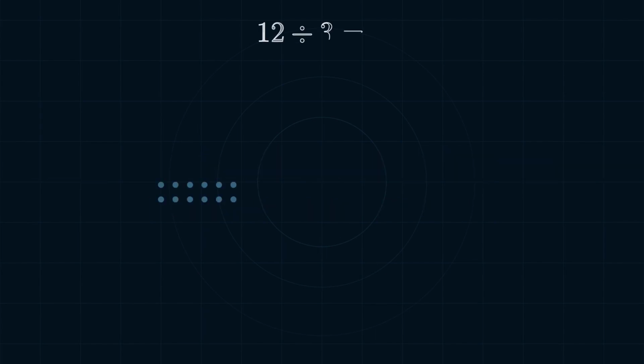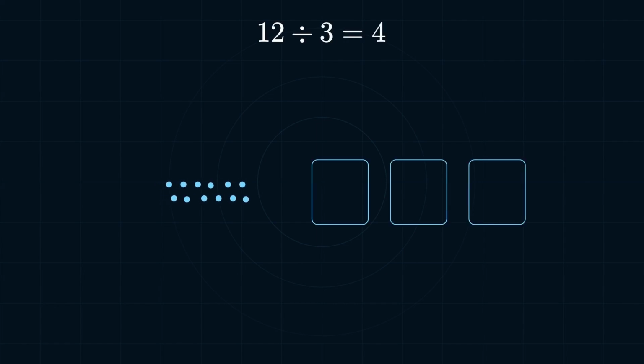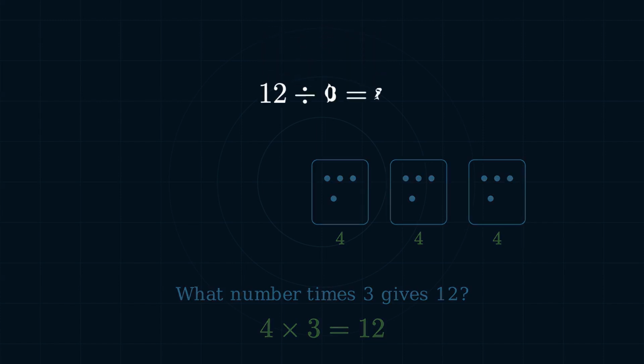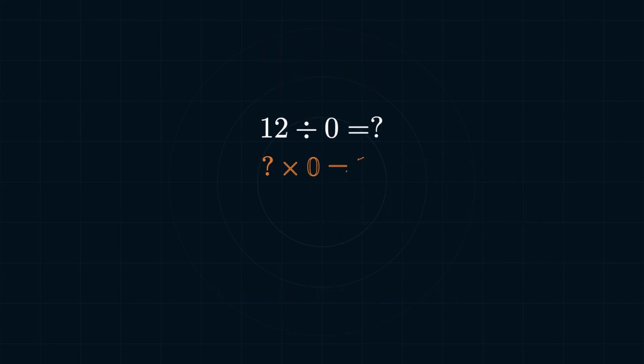Division is not a separate magic trick, it is multiplication played backward. 12 divided by 3 means split 12 into 3 equal groups. Each group has 4, and that is the same as saying 4 times 3 gives 12. So when we ask 12 divided by 0, we are really asking a reverse question: what number times 0 gives 12? That is where the problem begins.